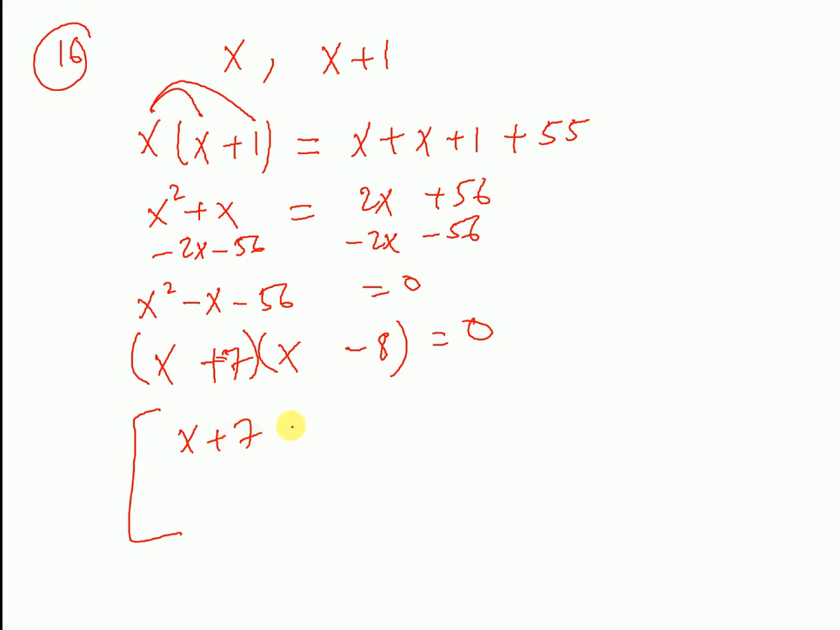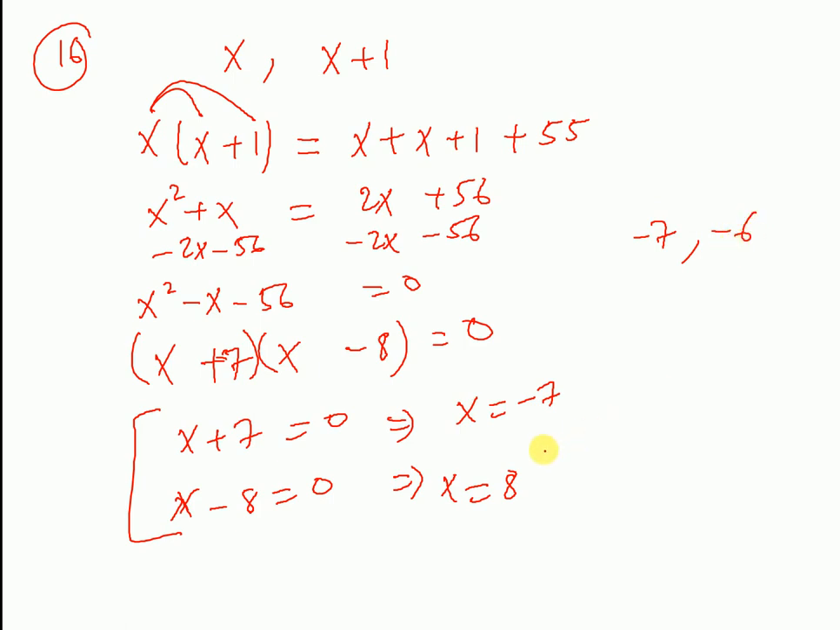This means one of these must be 0. You subtract 7 on both sides, you get minus 7. You add 8 on both sides, you get x to be 8. So there are two sets of solutions. If I take x to be minus 7, then I have minus 7 and then minus 7 plus 1, that's minus 6. If I take 8 to be the solution, I have 8 and then the next one, 8 plus 1, that's 9. So it should be either this or this. Then it should be option B.